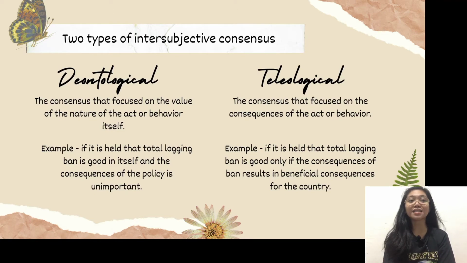Then the second is the teleological. It is the consensus that focuses on the consequences of the act or behavior. So in our example, a total logging ban is good only if the consequences of the ban result in beneficial consequences for the country or a specific area. So this means that the policy total logging ban is neither good nor bad. Only the consequences of this policy will determine whether the total logging ban is good or bad.